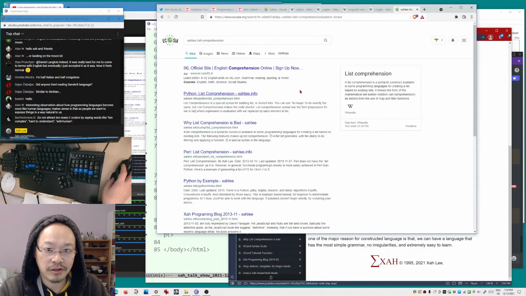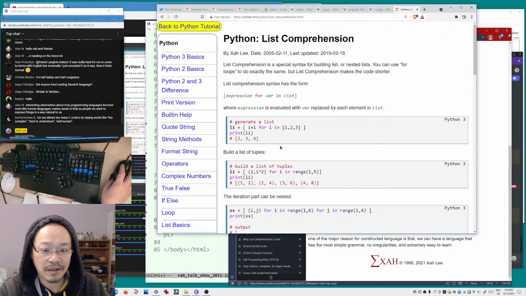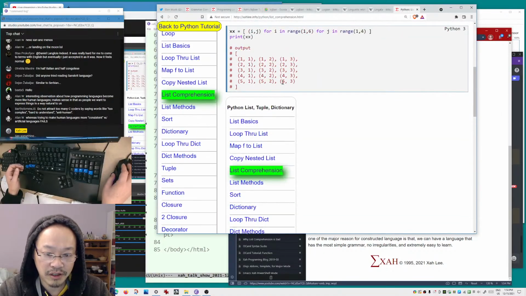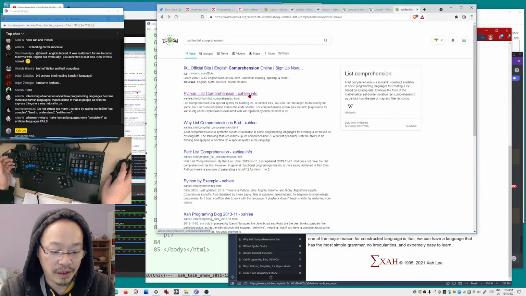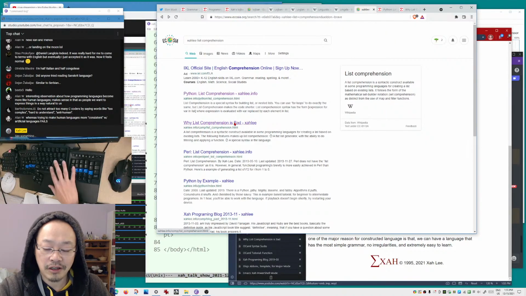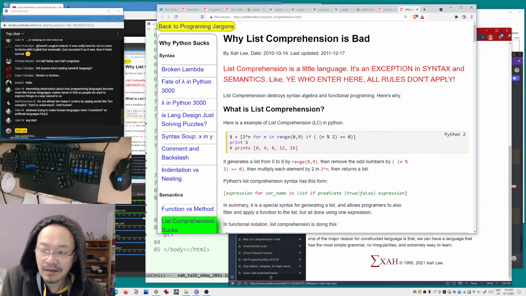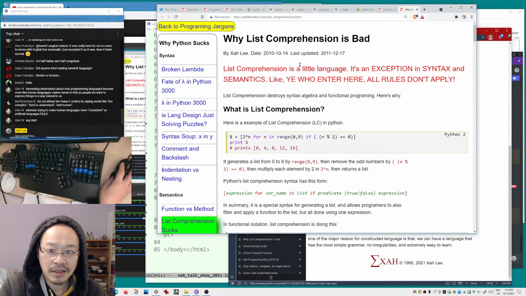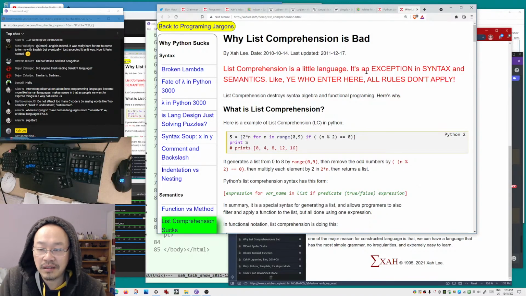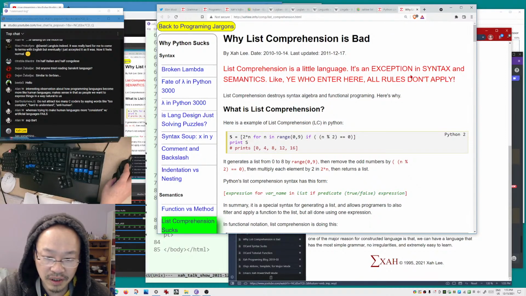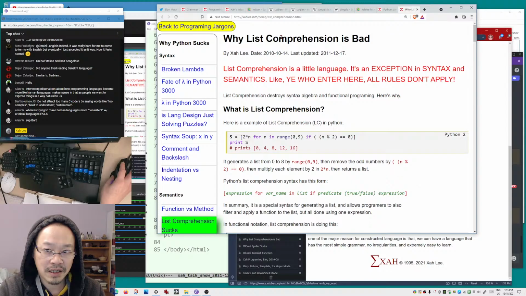Okay, so one such example is, search for list comprehension. Okay, I'm going to explain things. So here's the article, Python list comprehension. But this is a tutorial about list comprehension. Okay, but this is not the one I want. Okay, I want to go to this page. Why list comprehension is bad. List comprehension is a little language. It's an exception in syntax and semantics. Like, whoever enters here, all rules don't apply. Okay, that's what list comprehension is.